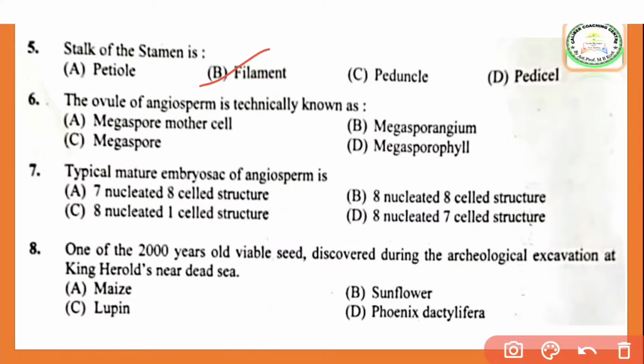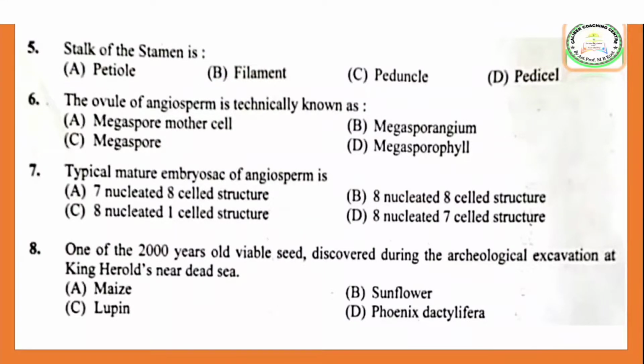Question number 6. A ovule of angiosperm is technically known as megaspore mother cell, megasporangium, megaspore, megasporophyll. So the answer for this question is option B, megasporangium.